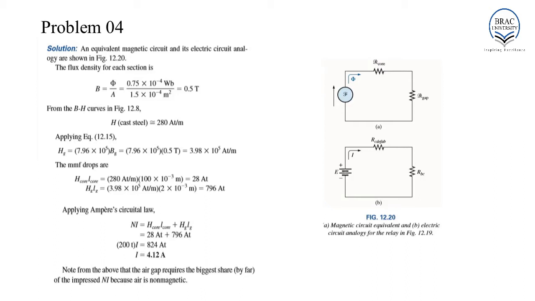The MMF drop for the core is 28 ampere turns and the MMF drop for the air gap is 796 ampere turns. Applying Ampere's circuital law, we can easily determine I, which is equal to 4.12 ampere.